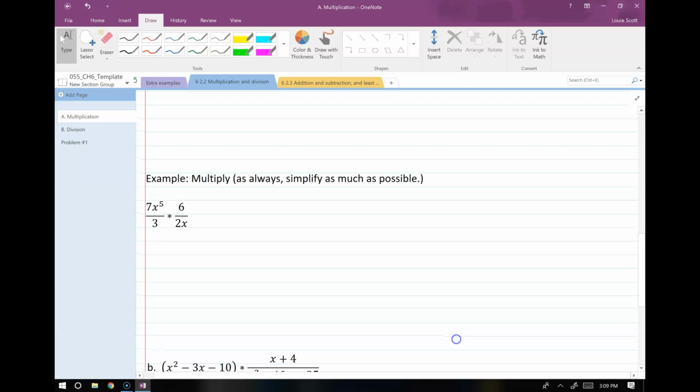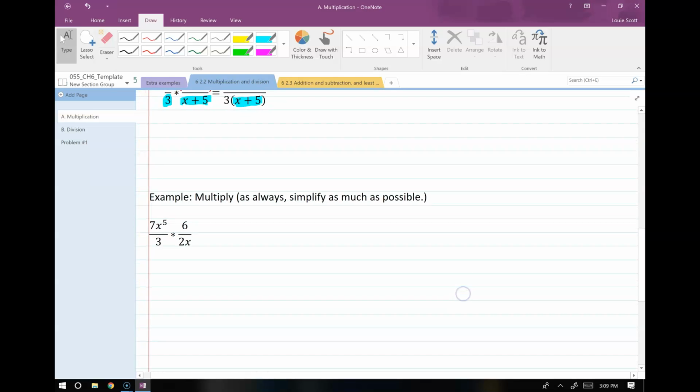All right, so suppose I'm asked to multiply these two ugly expressions together, 7x to the 5th over 3 times 6 over 2x. This is multiplication, so I multiply straight across the top, which gives me 7 times 6, 42, and then x to the 5th just stays there. Then I multiply straight across the bottom. 3 times 2 is 6, and the x doesn't really do anything.